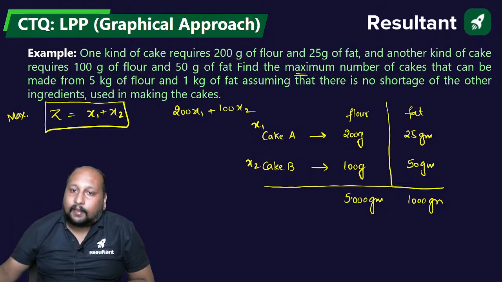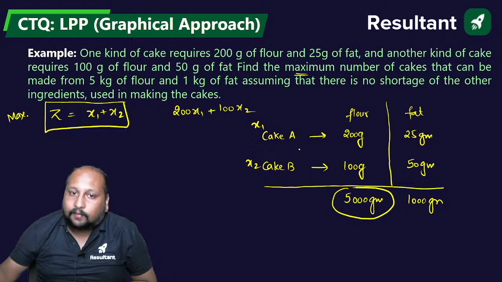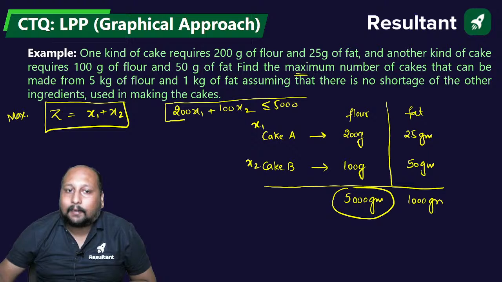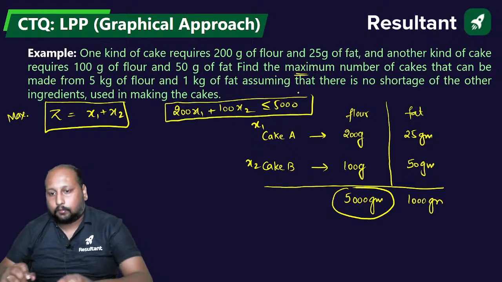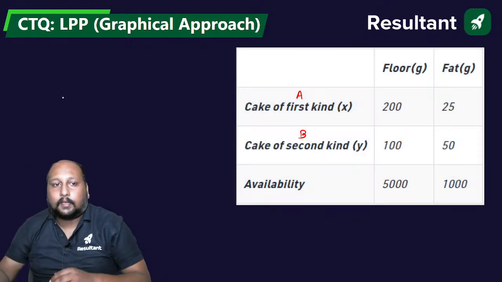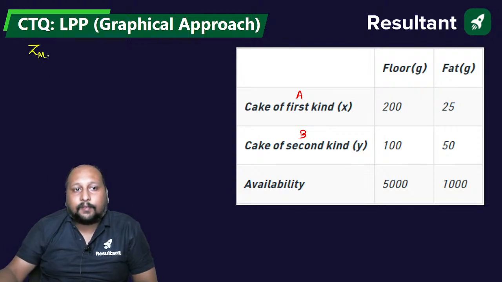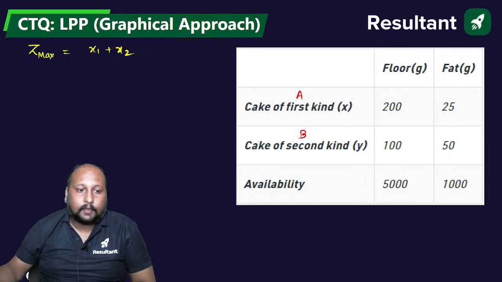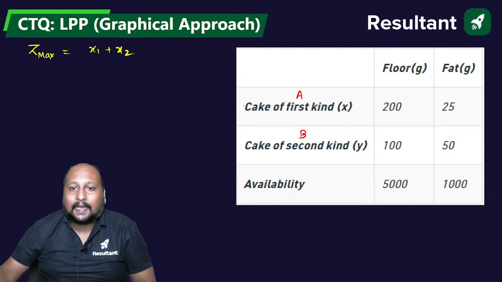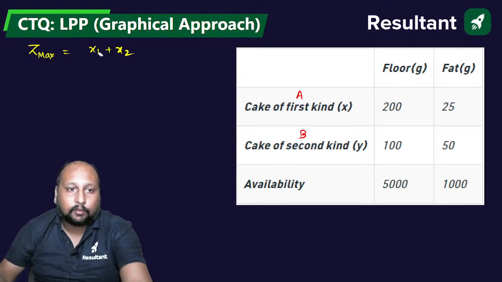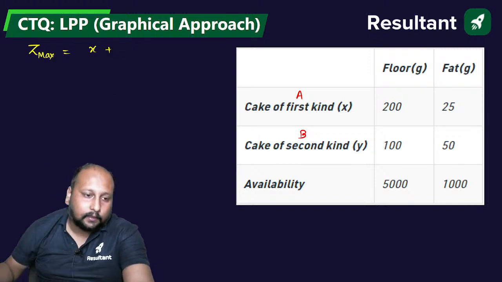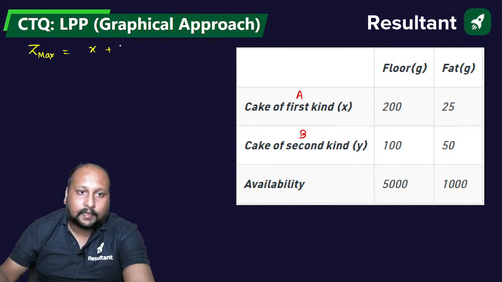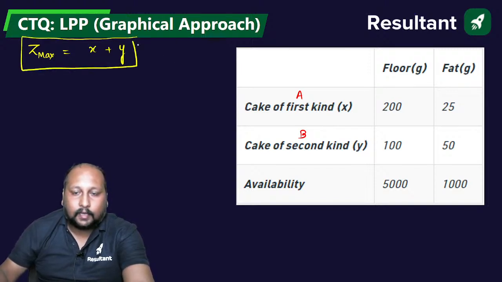And what is the limiting value? What is the upper limit? We cannot have more than 5 kgs, so less than equal to 5000. So this is my constraint number 1. So we are having objective function which we need to maximize, that is equal to x1 plus x2. They are using x and y, so let us write x and y, x for cake A and y for cake B.